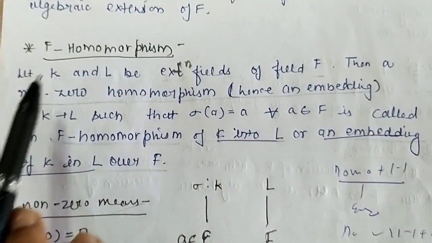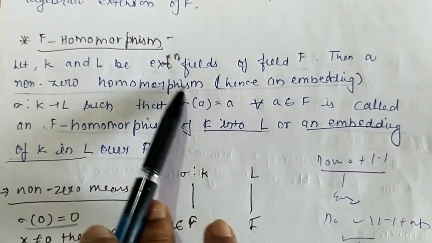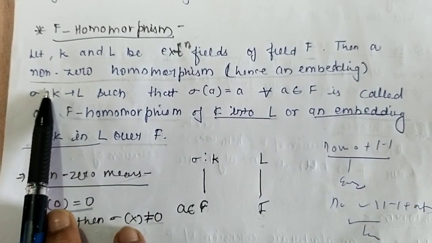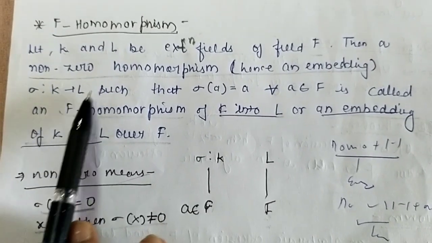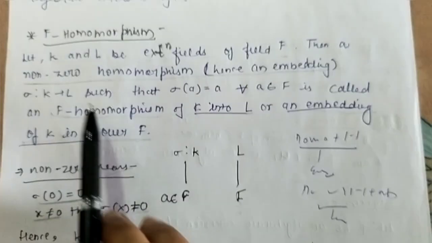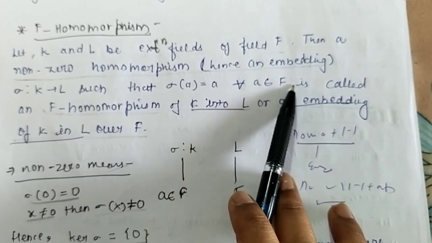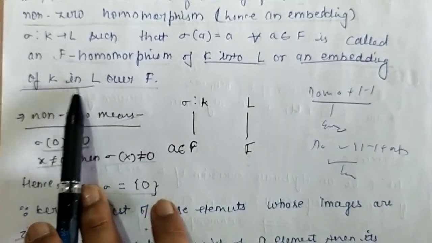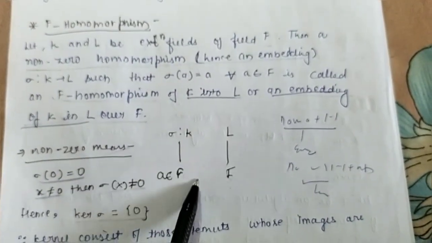Now F-homomorphism. Let K and L be extension fields of F. A non-zero homomorphism is hence an embedding. A homomorphism which is non-zero is called an embedding. So sigma: K to L such that sigma(a) is equal to a for every a belongs to F is called an F-homomorphism of K into L, or an embedding of K in L over F. We show this F-homomorphism by this diagram.